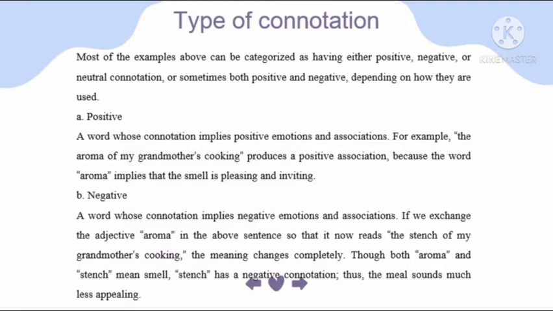Two, negative. A word whose connotation implies negative emotions and associations. If we exchange the noun aroma in the above sentence so that it now reads, the stench of my grandmother's cooking, the meaning changes completely. So both aroma and stench mean smell, but stench has a negative connotation. Thus, the meal sounds much less appealing.